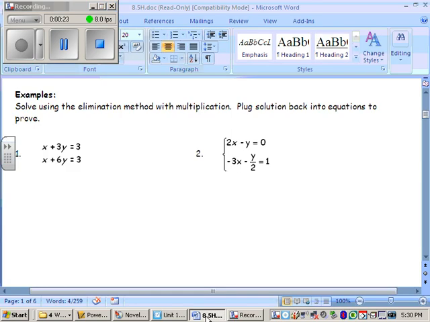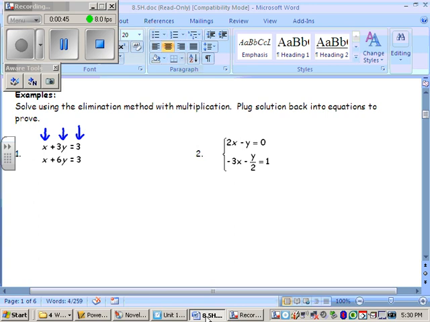If you look at example 1, you can see that the equations are set up for the elimination method, meaning the x's are lined up and the y's are lined up on the left side of the equal sign, and our constants are on the right. And this is the format that you want your equations in order to use the elimination method.